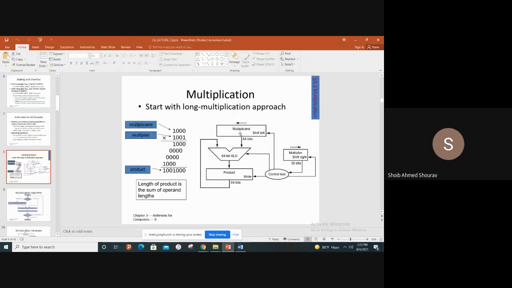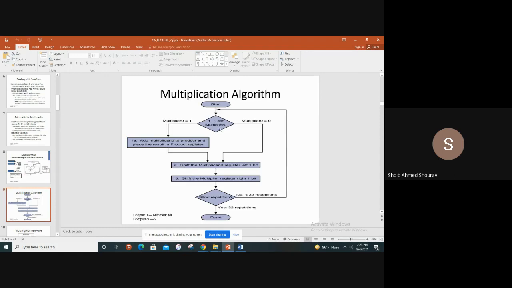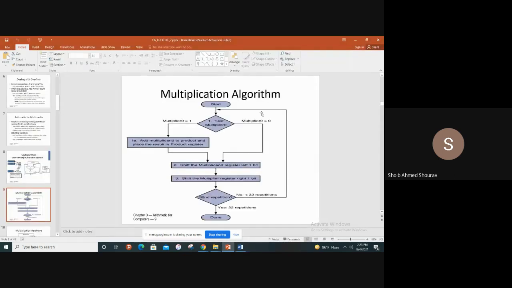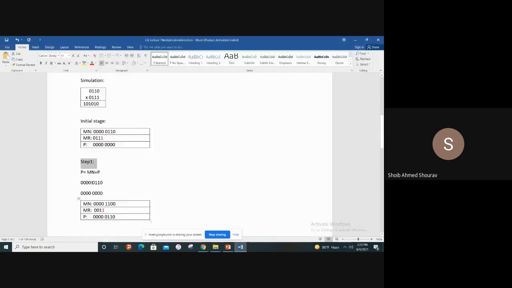Okay, so in step one, what do we have to do? We have to test the 0 number bit of the multiplier. If that 0 number bit is 0, we are going to do something. If that 0 number bit is 1, we are going to do something else. So can you please tell me, looking at the initial values, what is the value of the 0 number bit? Is it 1 or 0? 1, sir.